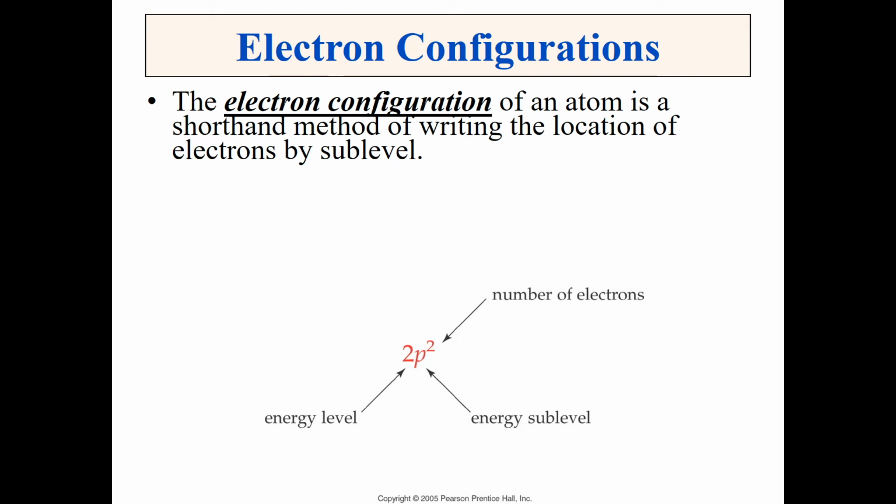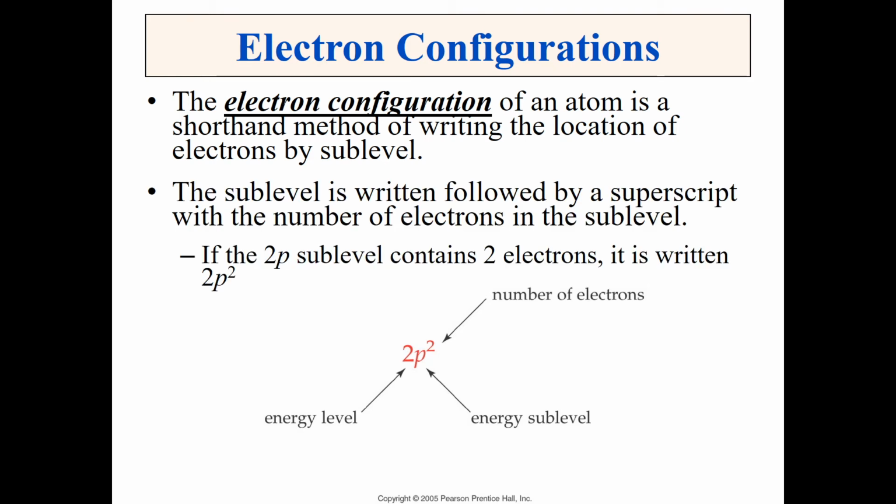So the electron configuration of an atom is the shorthand method of writing the location of electrons by sublevel. So the energy level is going to be 2. The energy sublevel or subshell would be P, and the number of electrons is a superscript. It's a number on the energy sublevel. So the sublevel is written followed by a superscript with the number of electrons in the sublevel. So if the 2p sublevel only contains 2 electrons, it is written as 2p2.